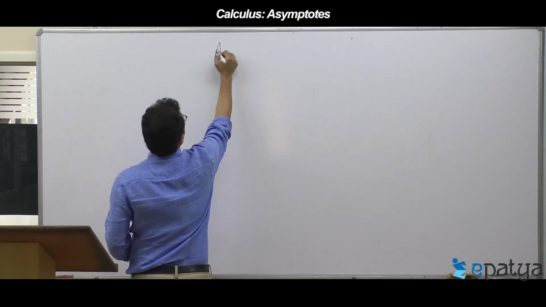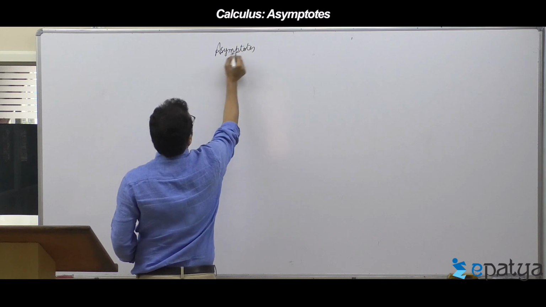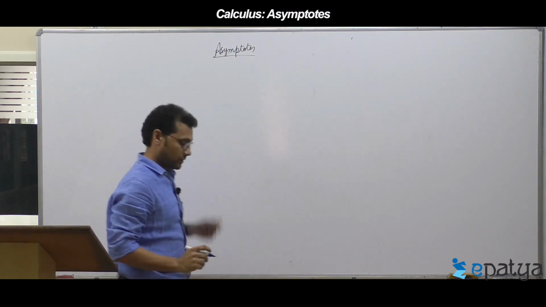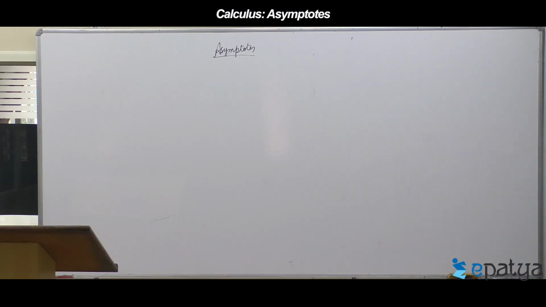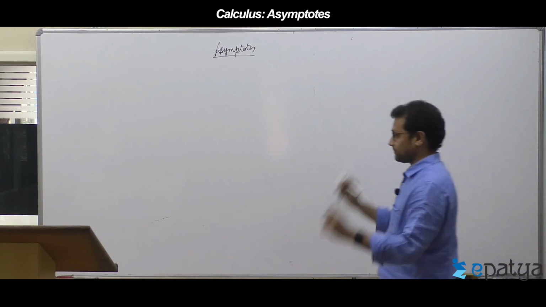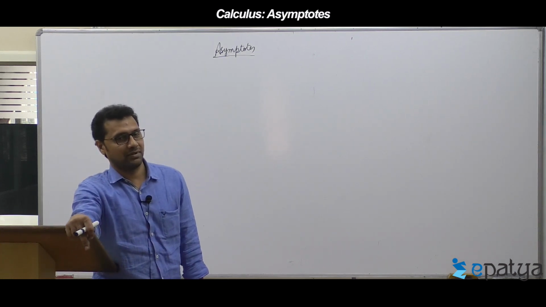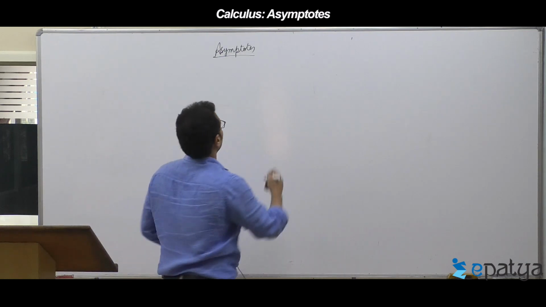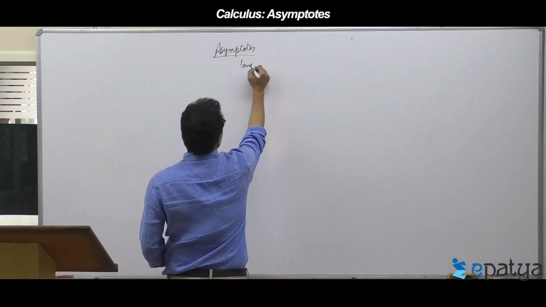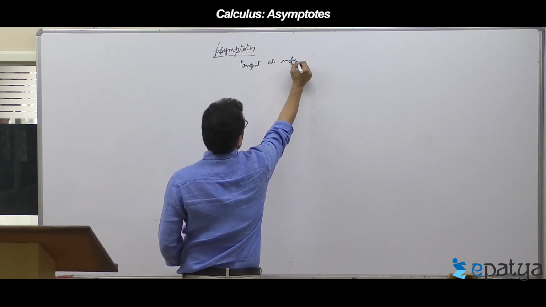Asymptotes. Very, very important one. Asymptote. First of all, what is an asymptote? It's called tangent at infinity.